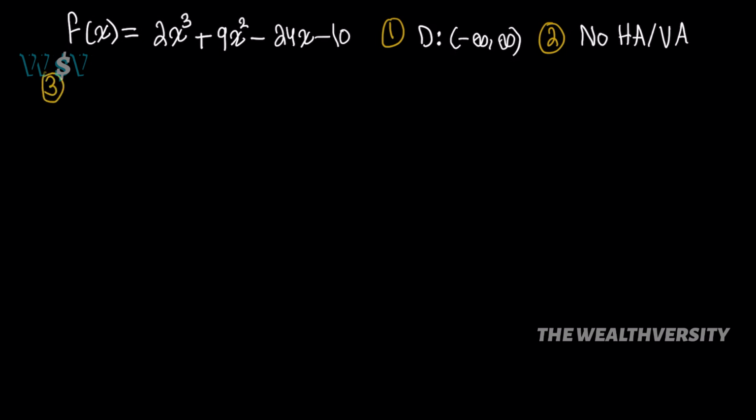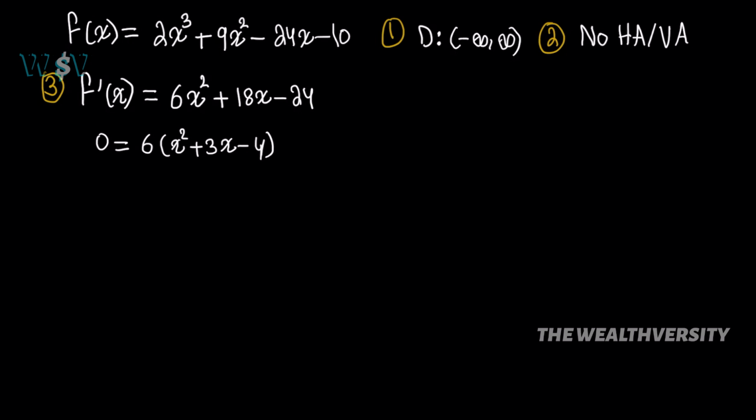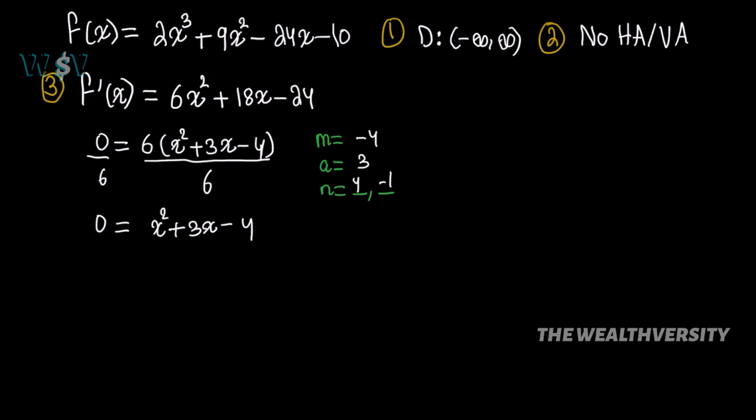The third step is to find the intervals of increase and decrease. To do so, we find the first derivative, which is f prime of x is equal to 6x squared plus 18x minus 24. Then we set the first derivative equal to 0 to find the critical points. We have a simple trinomial, so we use the method to find the x-intercepts, which are x is equal to -4 and x is equal to 1.